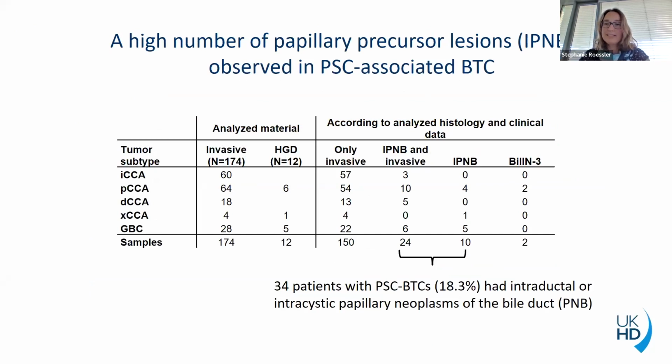And another finding that was more like a side finding in this cohort was that the PSC BTC patients very frequently had papillary precursor lesions, also called IPNBs. And so this frequency is higher than, at least in most cases, in the literature. In the cohort of 174 patients with invasive carcinoma, 34 patients also had IPNB in the bile duct or also in the gallbladder, ICPN.